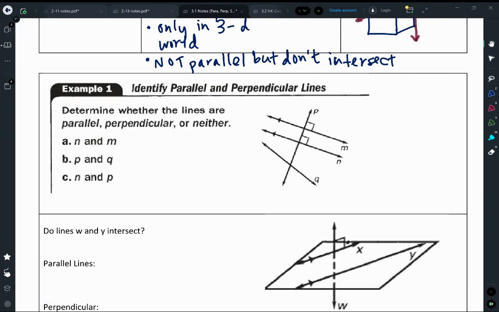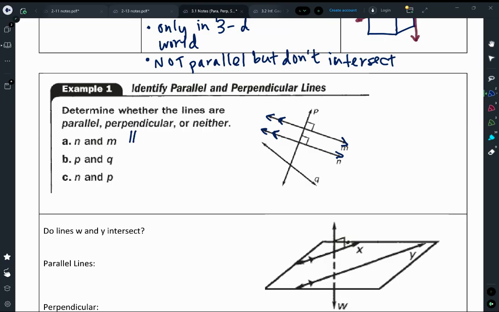So for example 1, we're looking to identify whether the lines are parallel, perpendicular, or neither. So this is not multiple choice. We have to do each one of these. So N and M. N is right here. M is right here. And I noticed that they have these little arrows on those two lines. Since they each have one of those arrows, it shows that they're parallel to each other. So we can write down this symbol for parallel. You could write down the word, but we can write down the symbol. So it's just making those two kind of close together vertical lines.